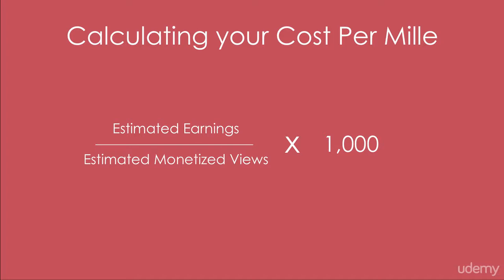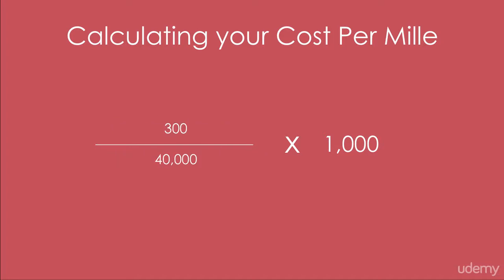So take those two, and for example, say you have $300 in estimated earnings, and then you have 40,000 estimated monetized views. So those are views again with ads on it. Then divide and multiply by 1,000, and you will get $7.50 per 1,000 monetized views. And that is typically the average of YouTube CPM. I would say between 7 and 8 is what the average is.